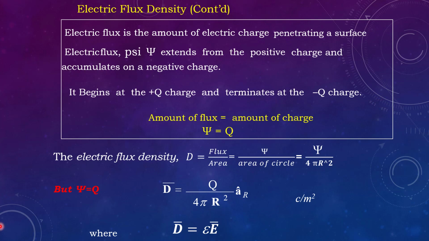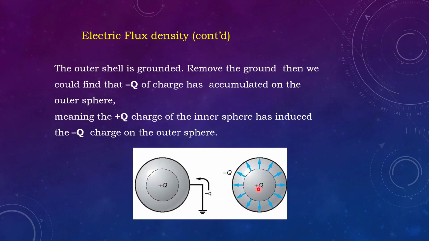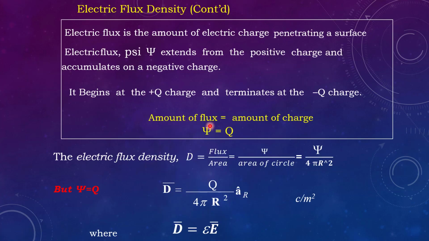Whatever charge is enclosed, that much amount of flux will displace or move. So the amount of flux is equal to the amount of charge. This is a very important formula: psi is equal to q, and it was investigated by Michael Faraday. So if q charge is enclosed in a sphere, then that much amount of flux will emerge from that sphere. Now what is flux density?